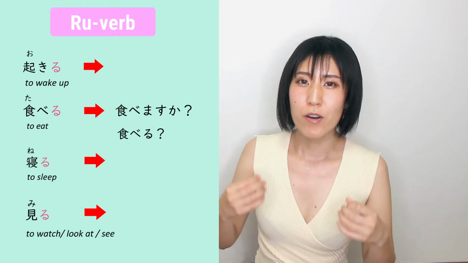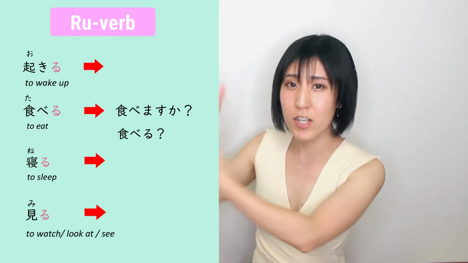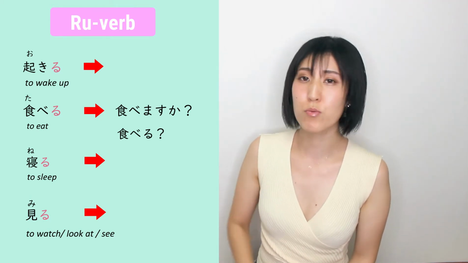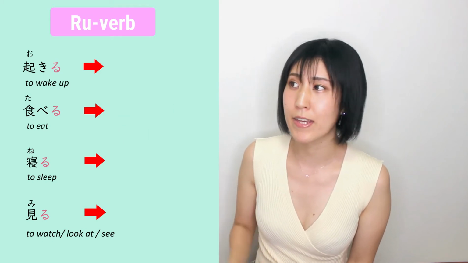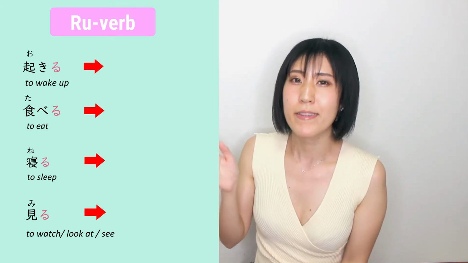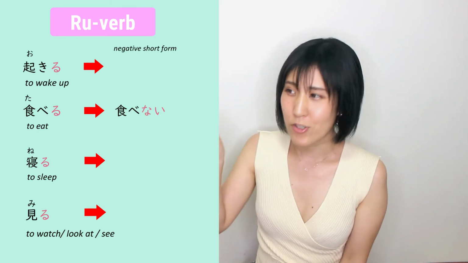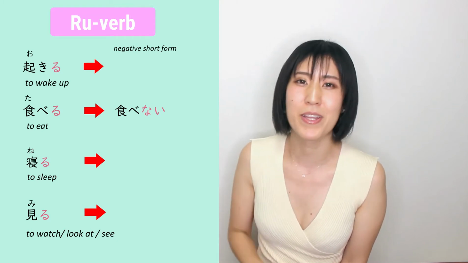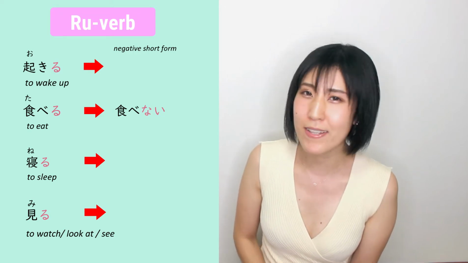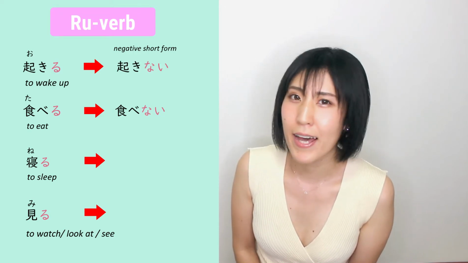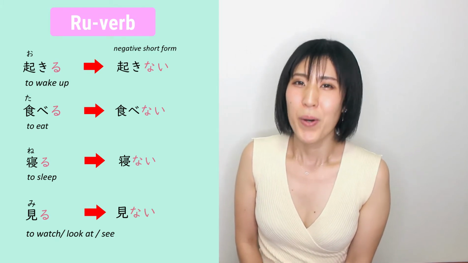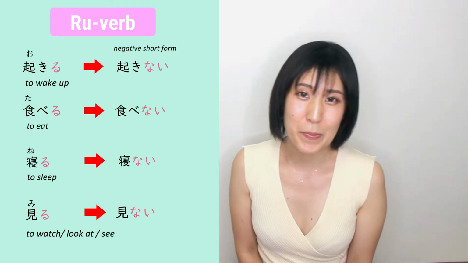But if you are willing to learn how to say it casually for those verbs, you can learn this at the same time. The short form is 食べる, same as the dictionary form, and the negative is 食べない. Easy, right? You just drop ru and add ない. So that's the casual negative short form. 食べない. 起きない. 寝ない. 見ない. Like this. Alright, so let's move on to the next one.